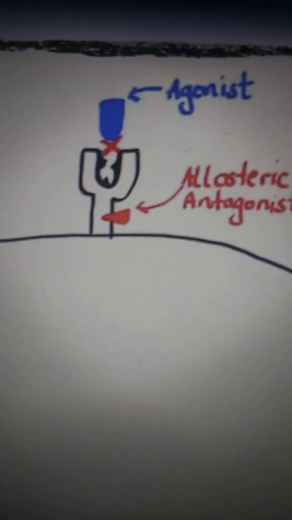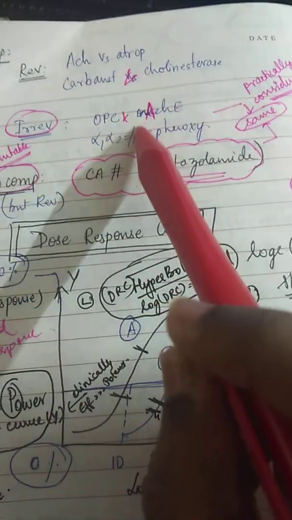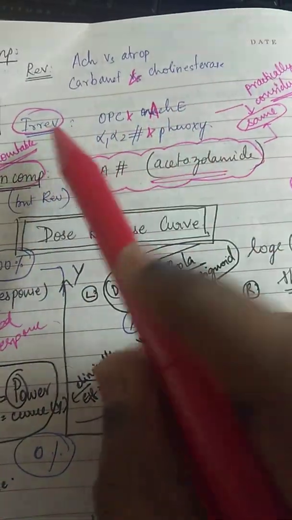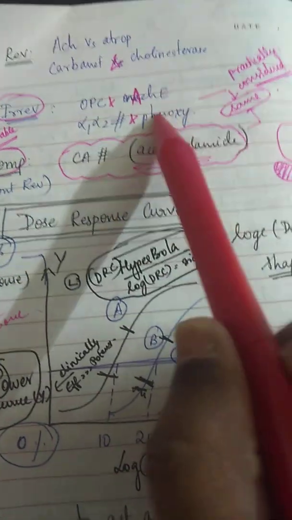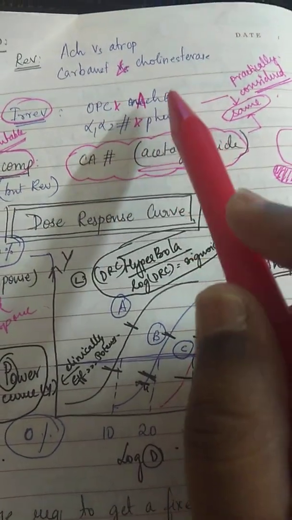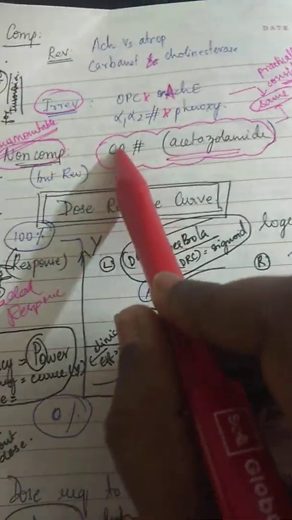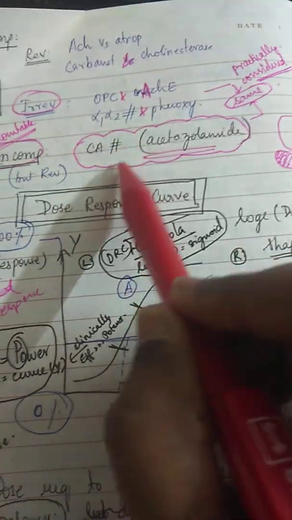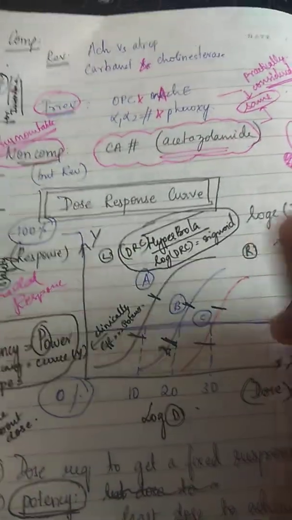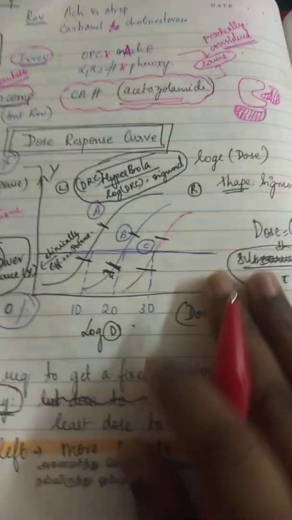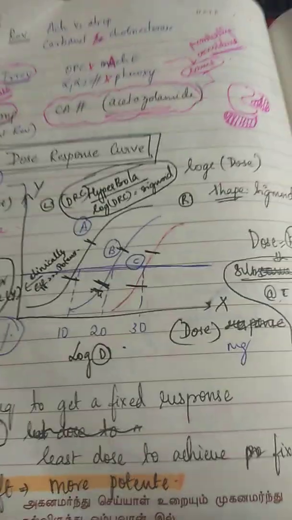Examples for all these drugs: competitive reversible are ACh and atropine, and carbamates with cholinesterase. Irreversible are OPCs with acetylcholinesterase. And non-competitive are carbonic anhydrase inhibitors, that is acetazolamide. They are all carbonic anhydrase inhibitors. So this completes our pharmacodynamics.